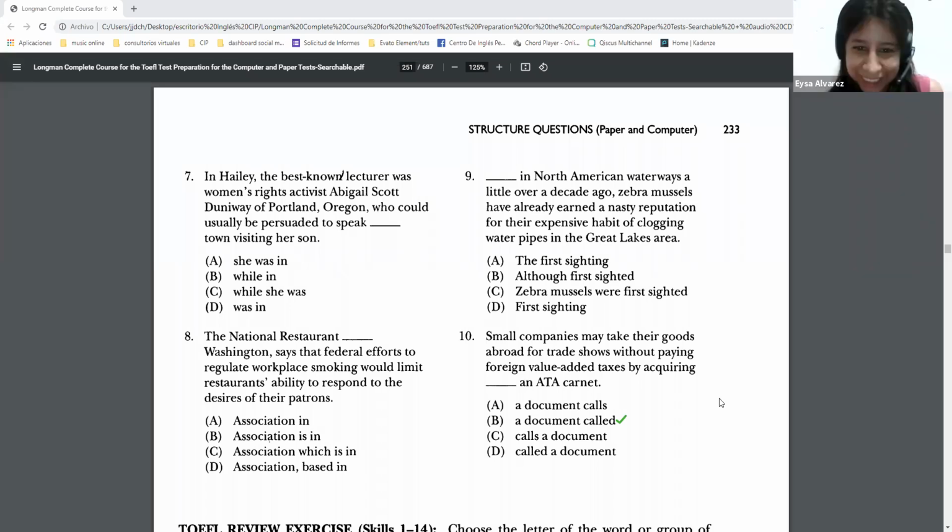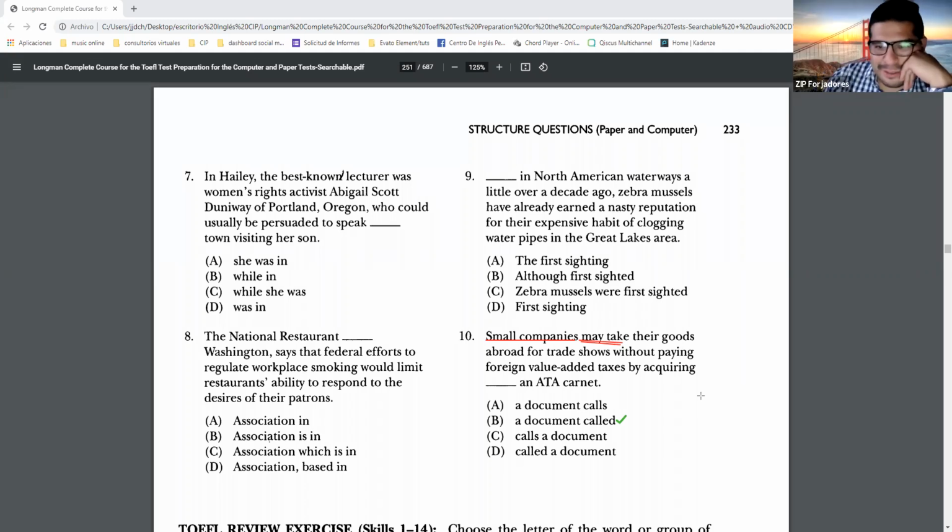Okay, we're talking about the small companies, and the action is may take. And we don't have a connector and no commas. But we have another verb or another subject? No, it is without. We don't have any subject, any verb. But in the answers, in all the answers, we have subject and verb.